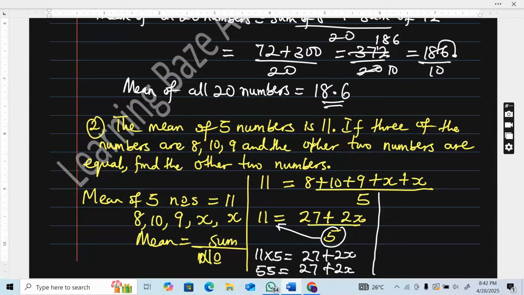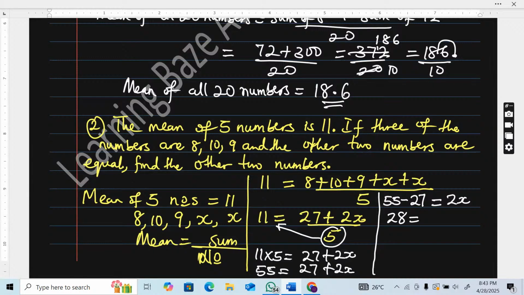All right? Continuing right here. So we need to collect like terms. 27 needs to go to the left. It will be subtracted on the left because on the right side, it is a positive number. So that will be 55 minus 27 equals, you'll be left with 2x on the right side. If you're listening and following, it's very simple. So 55 minus 27, that will give us 28.